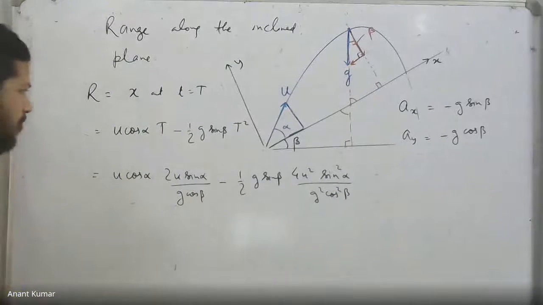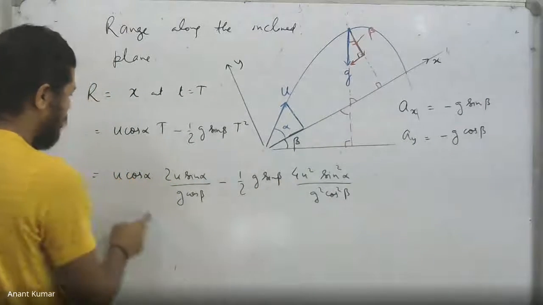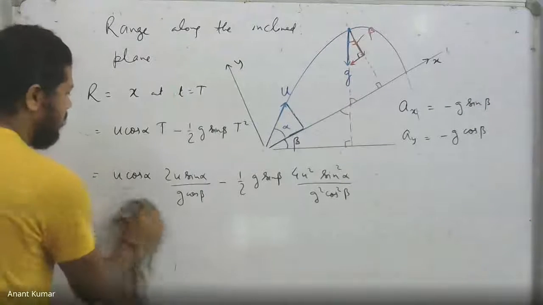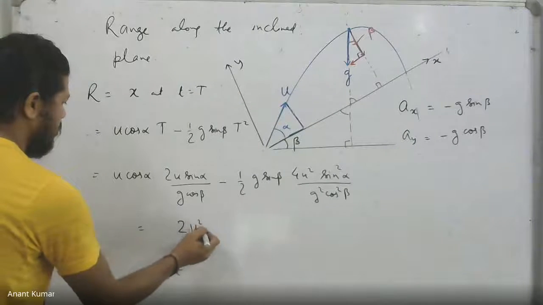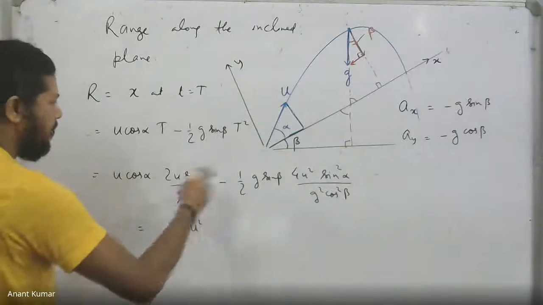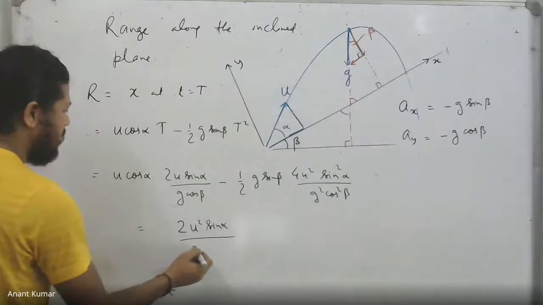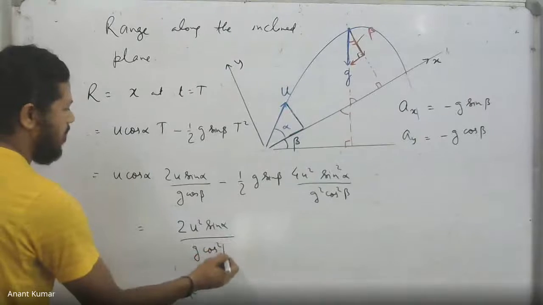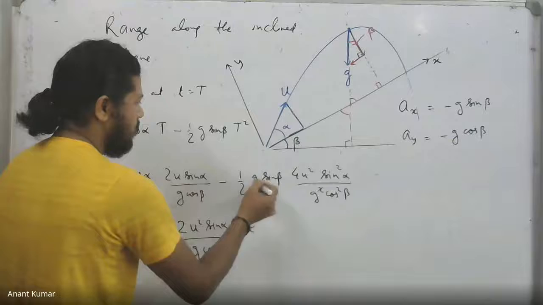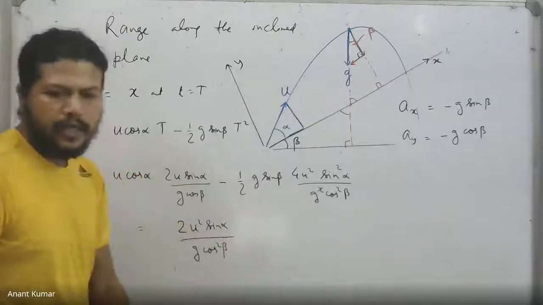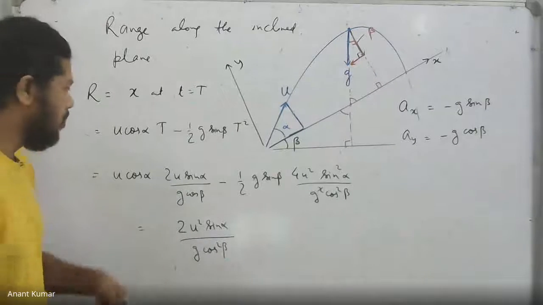We can simplify it a bit. First of all, this 2 can be cancelled out, giving us 2u square. Over there also we have 2u square. So I just pull out 2u square, and sine alpha is present in both cases, so 2u square sine alpha. In the denominator I pull g cos square beta outside. You can see that one g will cancel as well, so it becomes g cos square beta. I have pulled that out of both terms.